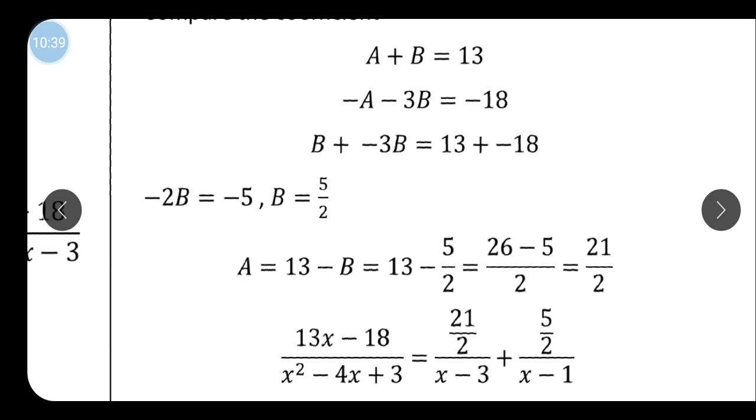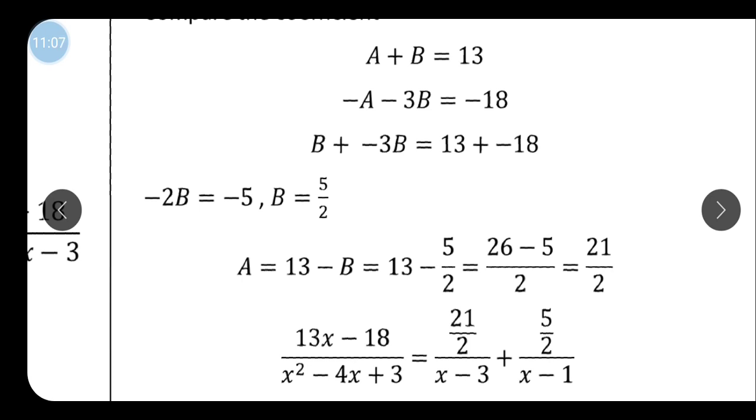All we need to do at this junction is to solve simultaneously by adding so that we can eliminate variable A. So when we add, A minus A will give you 0. Then we'll have B plus minus 3B, and that will be equal to 13 plus minus 18. So finally, minus 2B will give us minus 5, and B will equal 5 over 2.